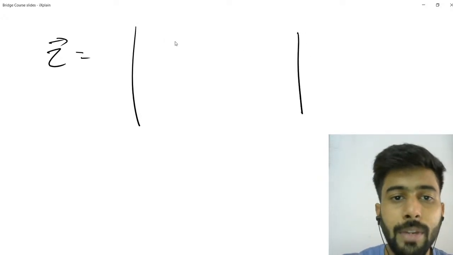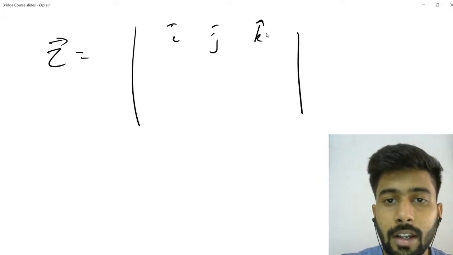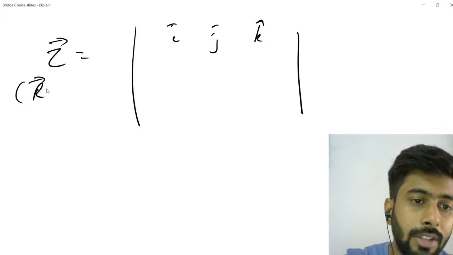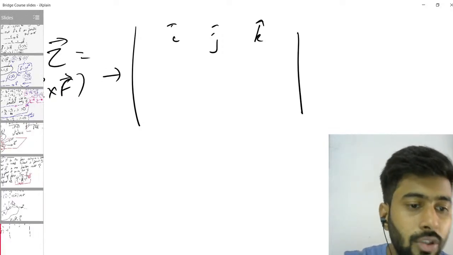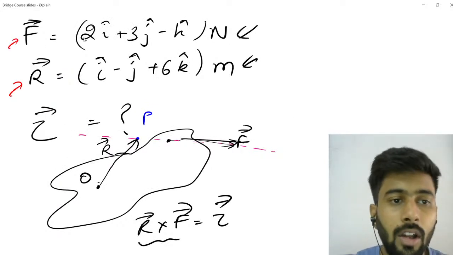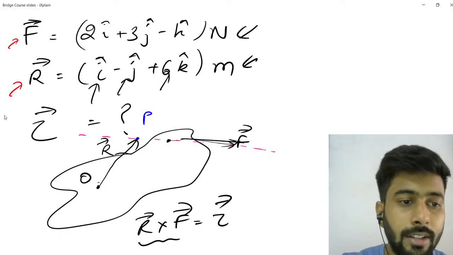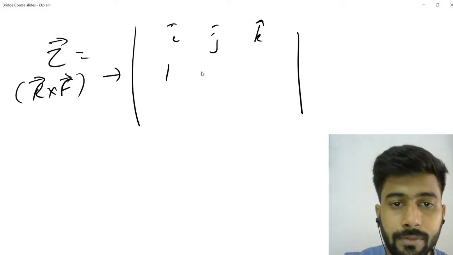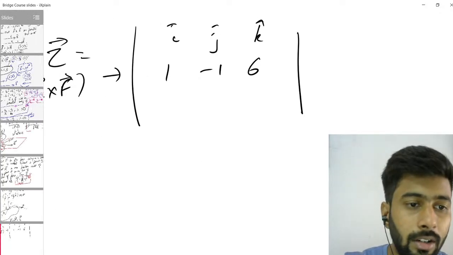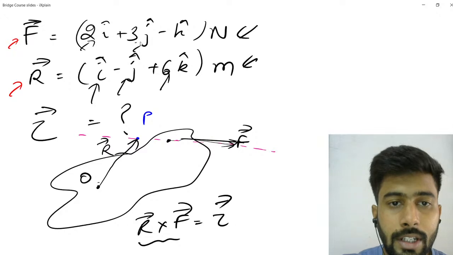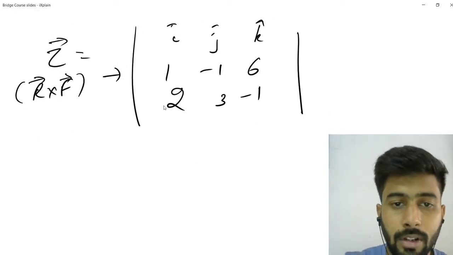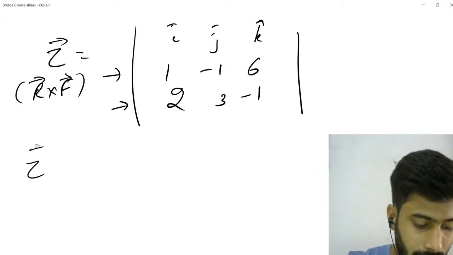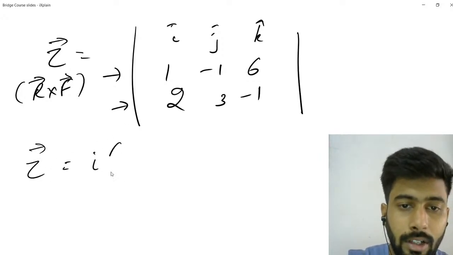Construct your matrix. First row will be I, J, K, and then torque is nothing but R cross F. So the second row will be the component values of R. What are the component values of R? 1, minus 1, 6. So just put 1, minus 1, 6 here. The third row is 2, 3, minus 1, the component values of F. That's all. Find the determinant of this now.